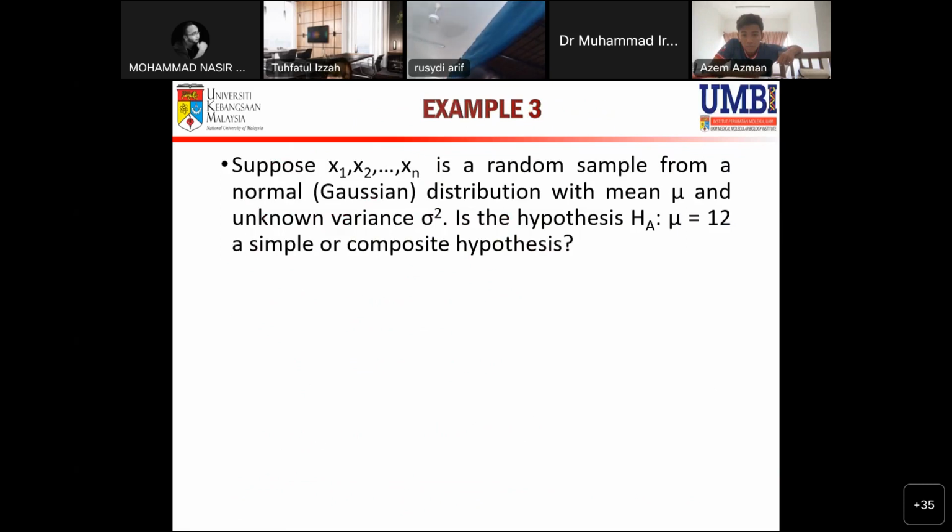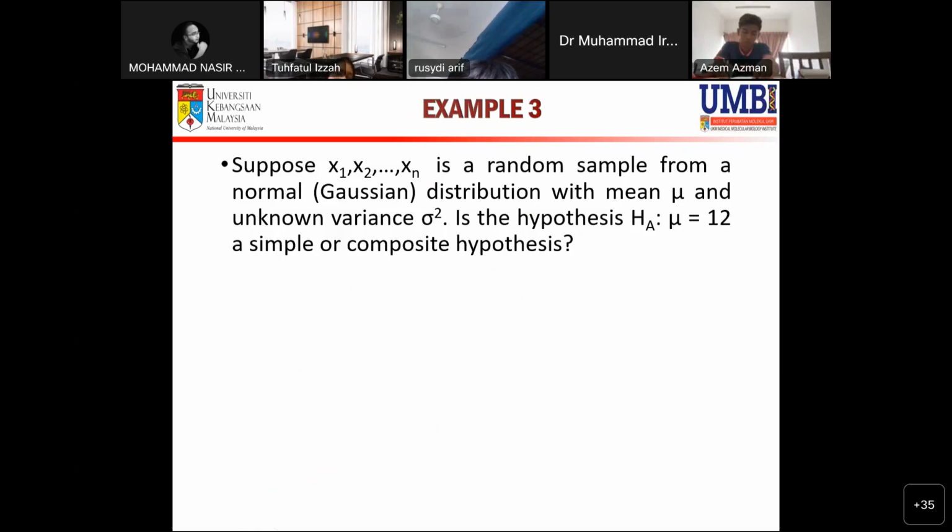Suppose that we have another random sample, x1, x2, up to xn, but it's not from the exponential distribution. It comes from another distribution. It's the usual normal or Gaussian distribution with mean mu and unknown variance sigma squared. Is this hypothesis, HA: mu equals 12, a simple or composite hypothesis?